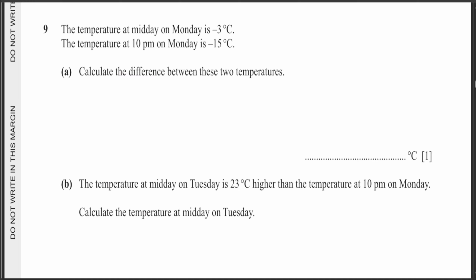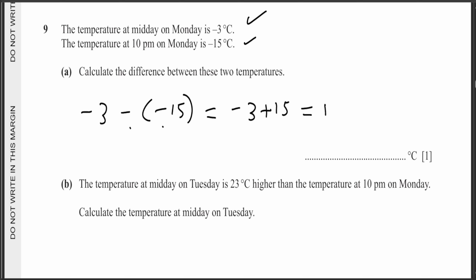Okay, so we normally take the largest minus the smallest. So the largest being -3 subtract -15. So minus minus gives you plus. So therefore, -3 plus 15 is going to give you 12. So that is the answer.